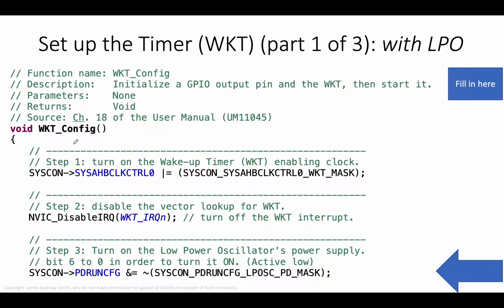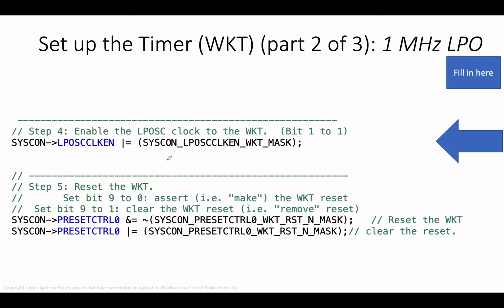All right, from there we have a wake up timer configuration. You can see the wake up timer is turned on. You disable the interrupt service routines or requests for the wake up timer. Then we have to turn it on using the low power oscillator. We're going to run the 1 megahertz low power oscillator into the wake up timer. We're going to enable that, and we reset the wake up timer, right?